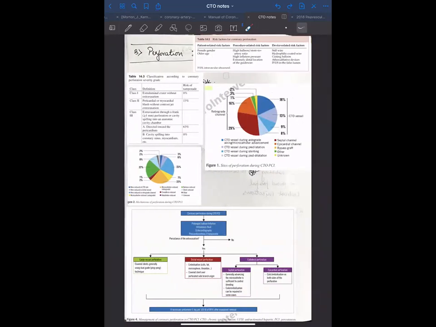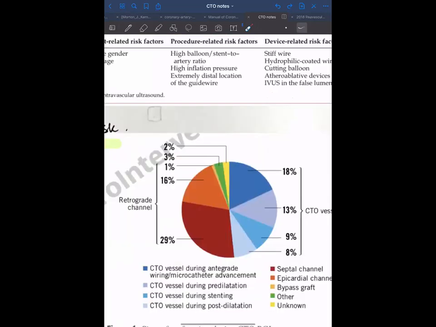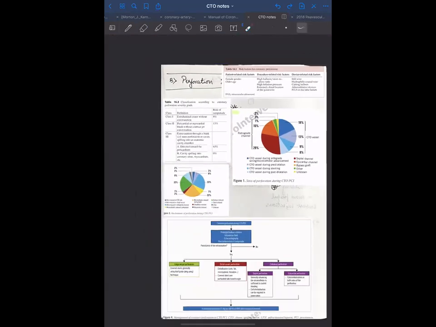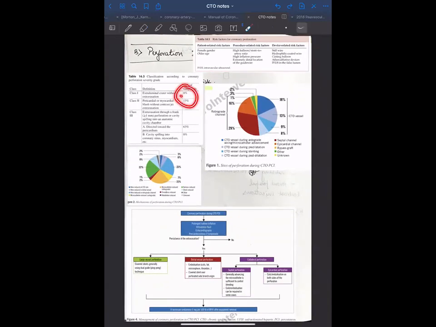So perforation is something which is important. What are the risk factors of perforation? Female gender and old age are patient-related risk factors, and procedure-related are high balloon to stent ratio. They say 1.2 is the cutoff, more than which perforation is high, high inflation pressure, and again stiff wire, hydrophilic coated wire, cutting balloon if it is used, IVUS in the false lumen. These are all device-related risk factors. This is just Ellis classification, as we all know, 1, 2, 3, and cavity spilling.